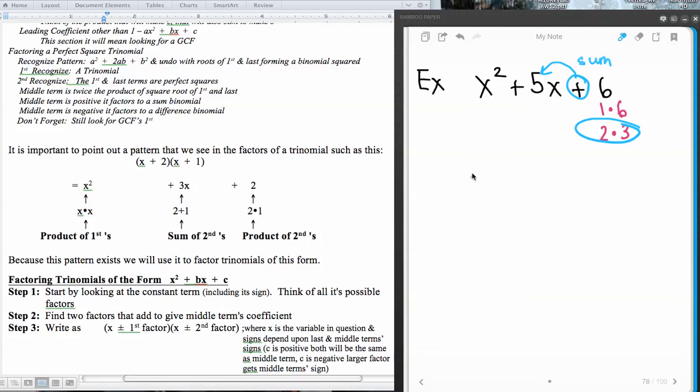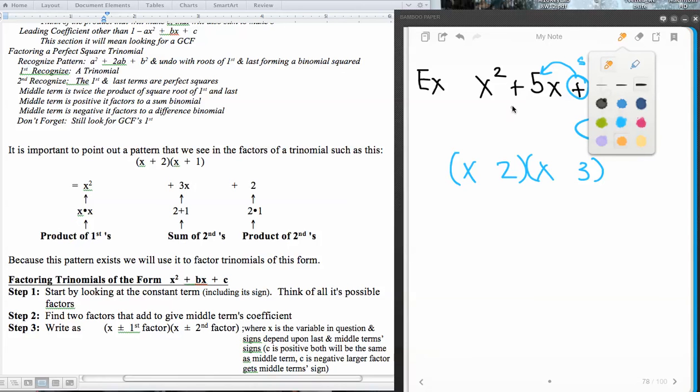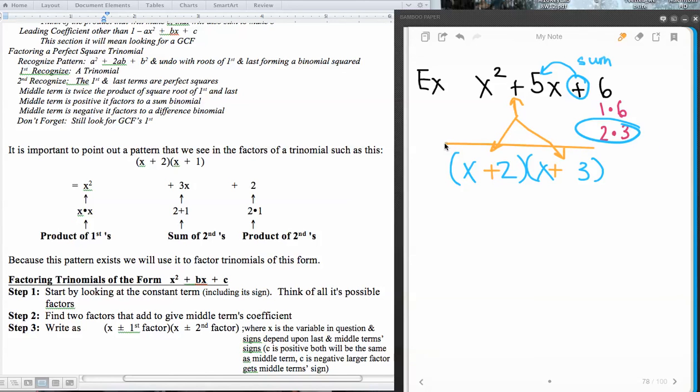And so I'm going to write down an x with a 2 and an x with a 3 in binomials. And finally, the last thing I'm going to do is look here to tell me what both of these signs are, because it's a sum. So these are both going to be pluses. And that's going to be my factorization: x plus 2 times x plus 3. So that's the way we're going to factor.